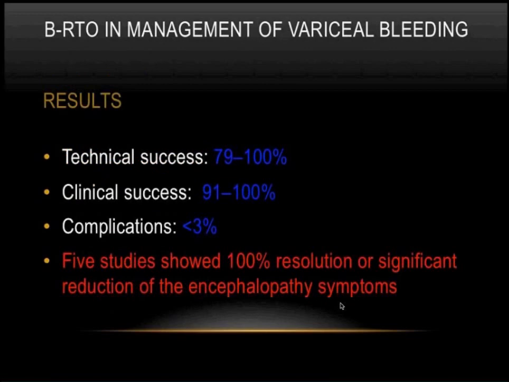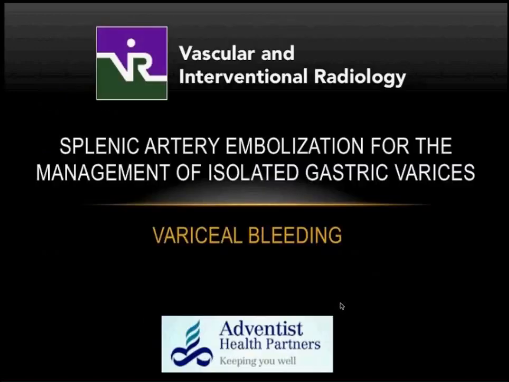So the results: the technical success is high, almost I would say 90%, 95%. The clinical success is about 91, almost 95%. The complications are minimal. One thing you have to keep in mind is that all the studies, five studies, have shown that 100% of the patients had significant improvement of encephalopathy. Why am I emphasizing this? Because this is actually a treatment for encephalopathy in a patient with a gastrorenal shunt.